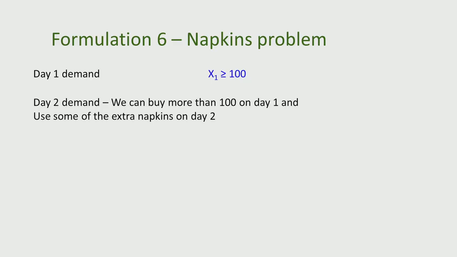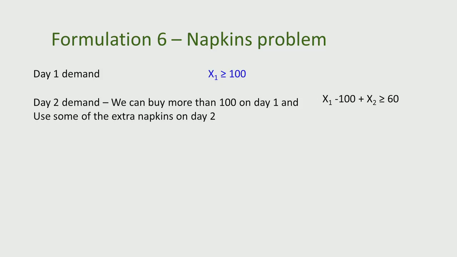Second day's demand, we have to use new napkins, but we can also do something like this. We can either buy exactly the required number of napkins on day 2, or nothing prevents us from buying more than 100 on day 1 and using the remaining ones to meet the demand of day 2. So, we can buy more than 100 on day 1 and use some of the extra napkins on day 2. So, this becomes x1 minus 100 plus x2 is greater than or equal to 60.